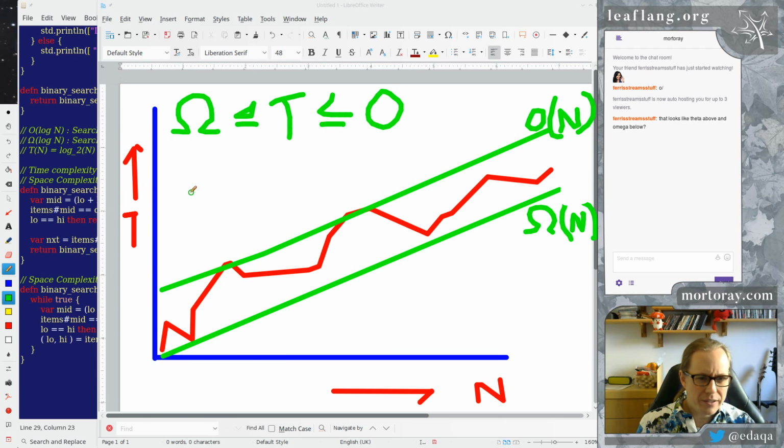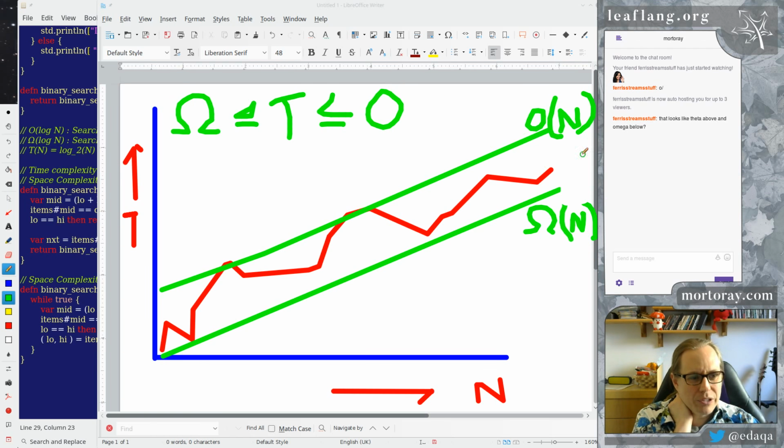Sorry, this is supposed to be omega. If I said theta, I'm sorry. And this is big O over here, or big omicron, but nobody says that, big O. So we have omega on the bottom, and O on the top. And these are just the lower and upper bounds.